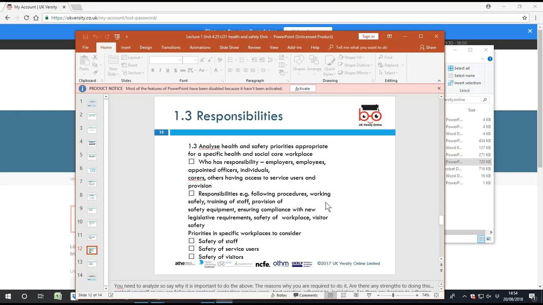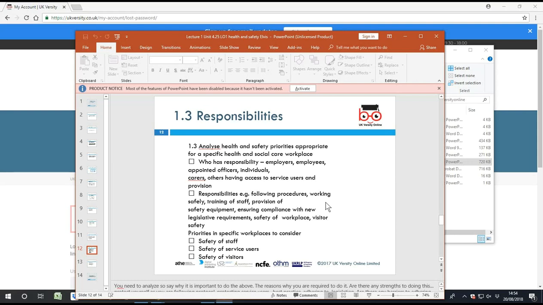So again, we are saying that the employers have core responsibilities, employees, appointed officers, individuals, carers, anybody at all having access to service users and provision. So in the health and social care environment, everybody is responsible for maintaining health and safety in the workplace. However, priority in specific workplaces needs to consider the safety of the staff, safety of the service users, and safety of visitors.